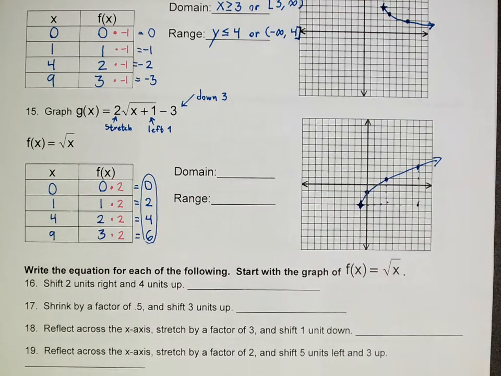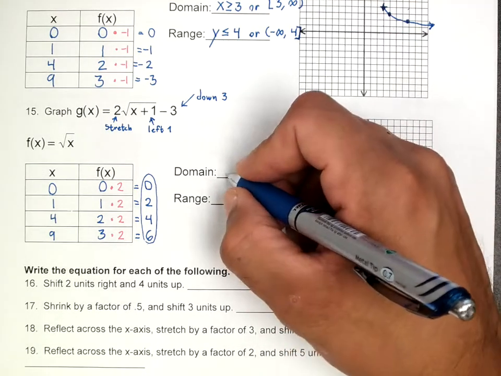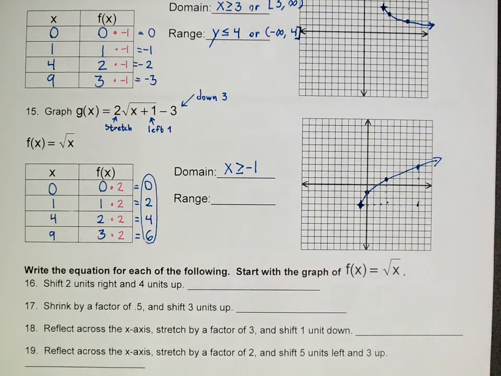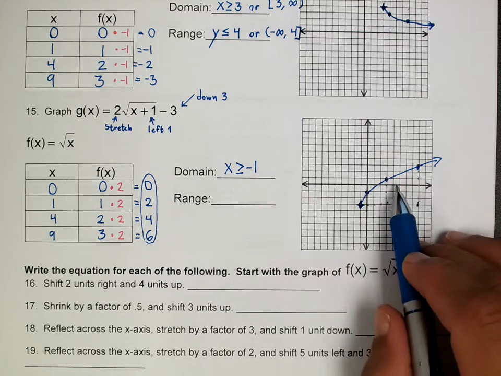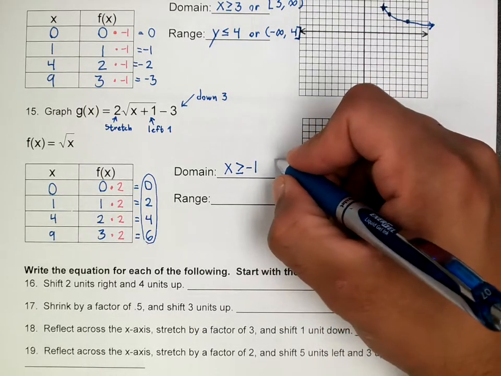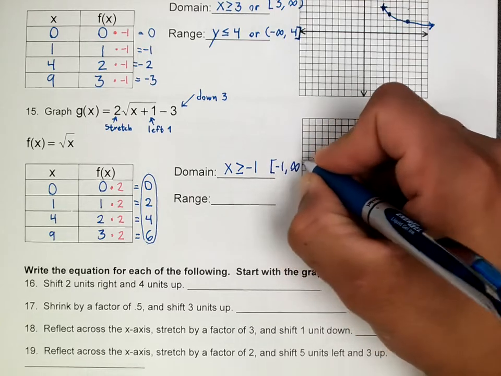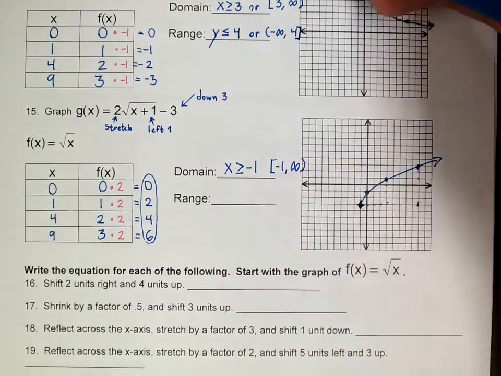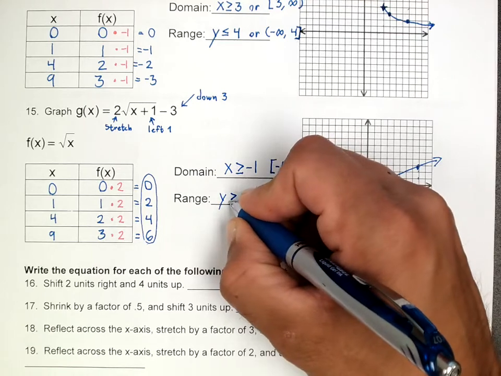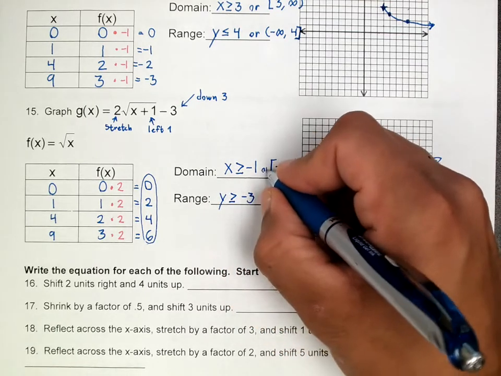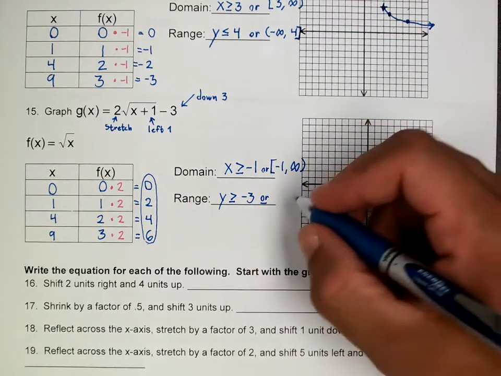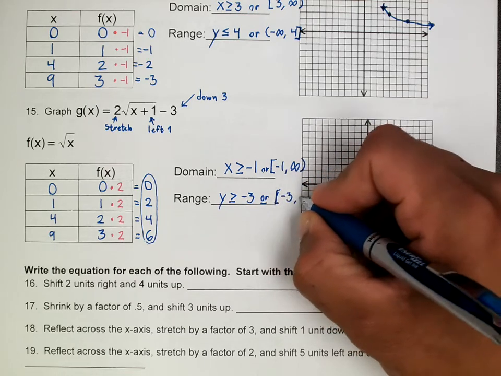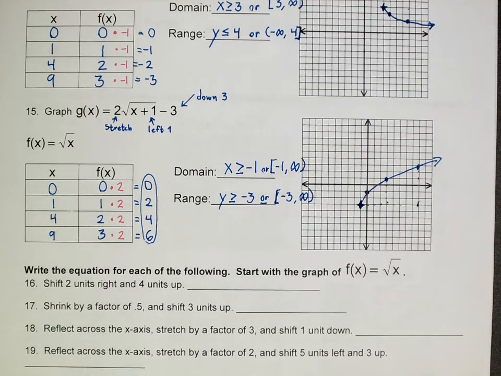All right. The domain again, notice that we start at -1 and we go to the right. So you can either write it as y is greater than or equal to -1, or you can write it as between, including -1 to positive infinity. For the range, notice that the lowest point on here is -3. And then it goes up. So this would be y is greater than or equal to -3. Or, so again, you don't have to write both. You can only write one if you like. Or you can say that this goes between -3 and positive infinity. Okay? So that's how you graph those.